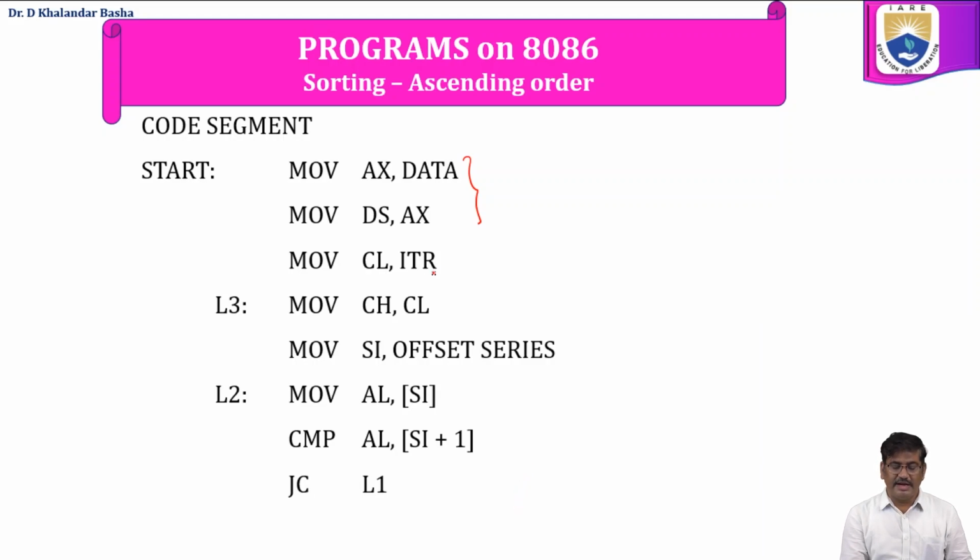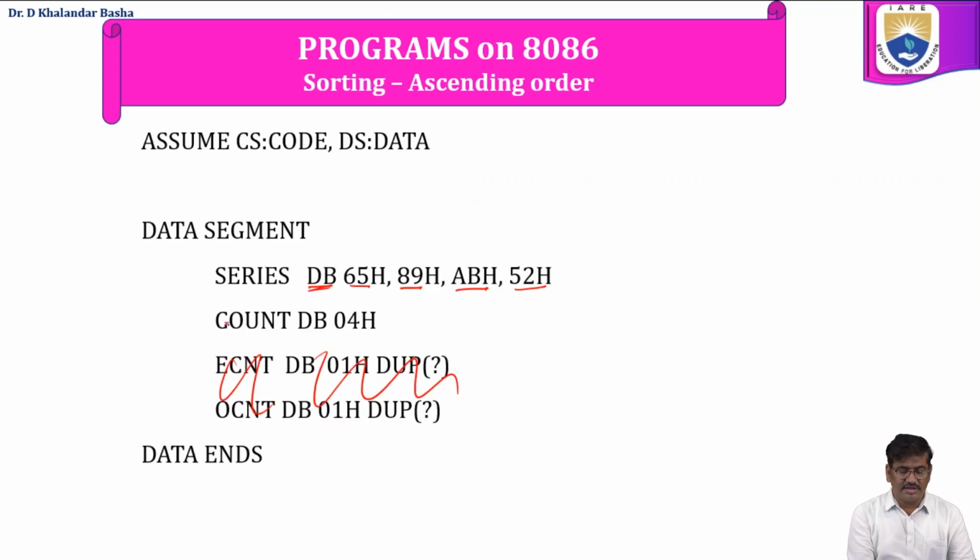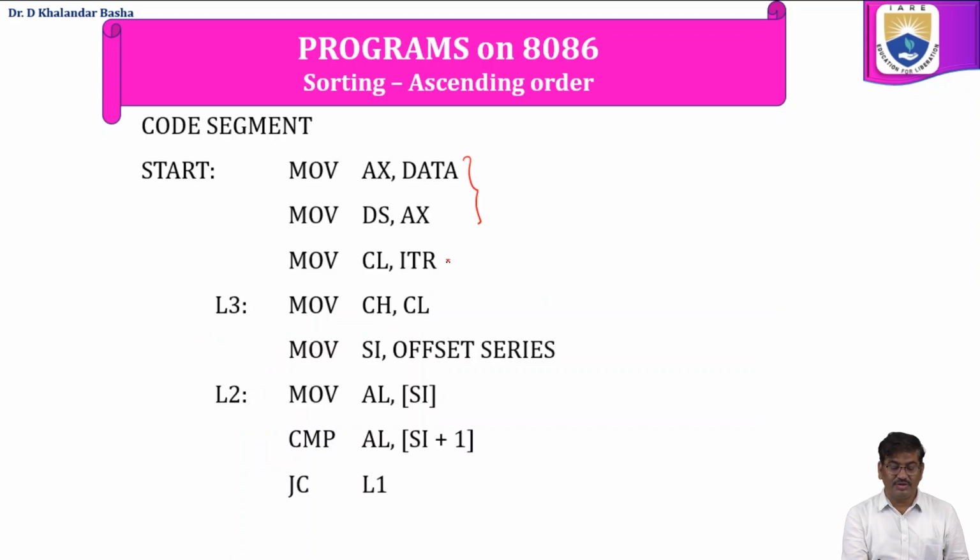Next we will write the ITR. Here in this segment, instead of count, we will take this one as ITR, where the number of iterations is 03H because 4 values are there. So that is going to be loaded into the CL register. For internal iterations, the CL contents will be reloaded into the CH register.